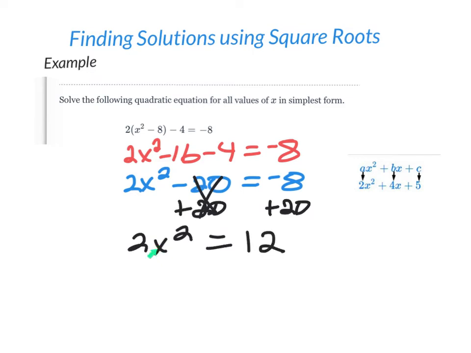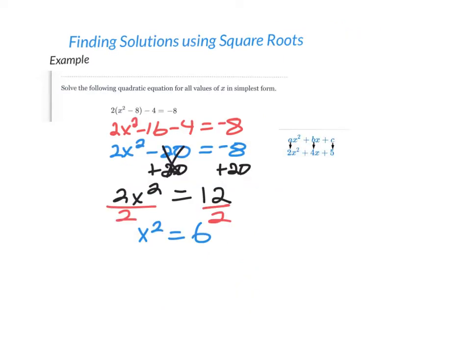So now, again, we have x squared that we're trying to solve. We're going to solve for x. It's being multiplied by 2. So the opposite of multiplying by 2 will be to divide by 2. So we'll just keep working this out. Now it says x squared, because 2 divided by 2 is 1. So x squared equals 12 divided by 2, which is 6.